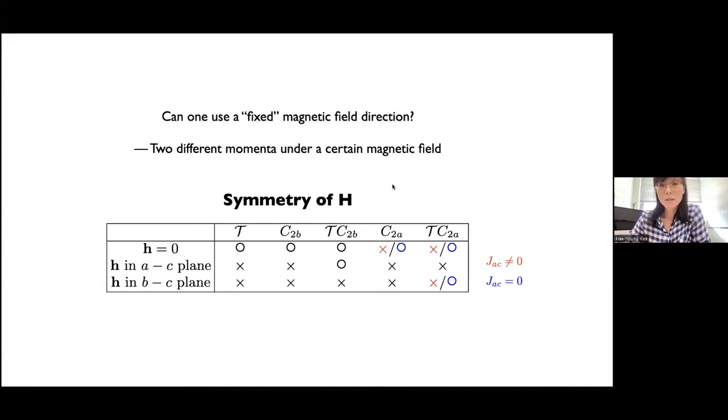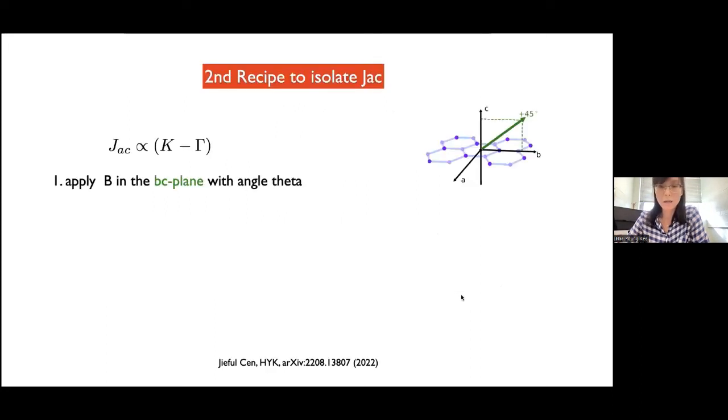Then we inspect the symmetry of the Hamiltonian again, and we note that when the magnetic field is in the BC plane, there's one symmetry that is affected by whether we have finite J_AC or not. If J_AC is finite, this time reversal times C2A is again broken, but if not, then it is preserved. So this difference will be the way to detect the Kitaev interaction. So the second recipe is simpler.